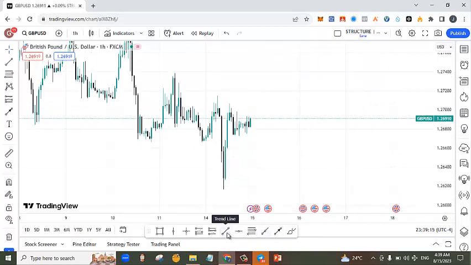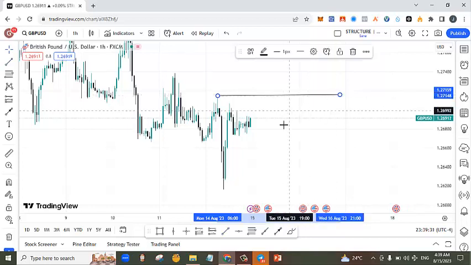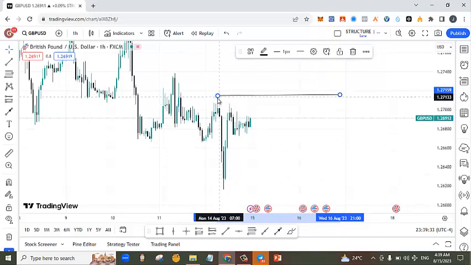taken out, right? If you are bearish on a Tuesday, most of the times the high created on the Monday will be taken out. If you are bullish on a Tuesday, most of the times expect that the low created on the Monday will be taken out. So this GBP USD, we have this high created on the previous day, which is Monday as at the time of recording.